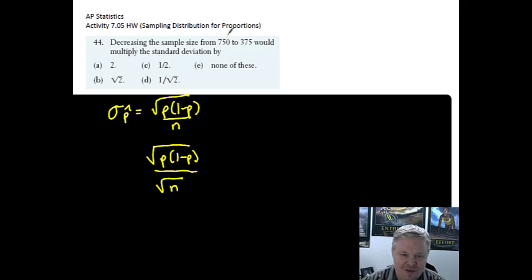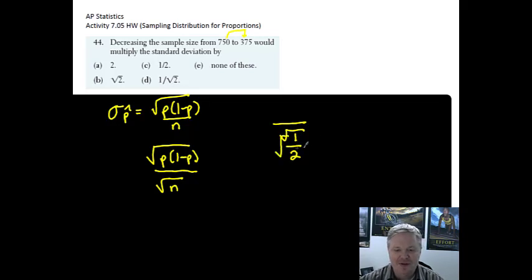We're going from 750 to 375. In other words, we're going to 1/2, so I want to go to half of n, from 750 to 375. So if I halve the n, what happens? We're going to change that to 1/2, so this would be the square root of 1/2.